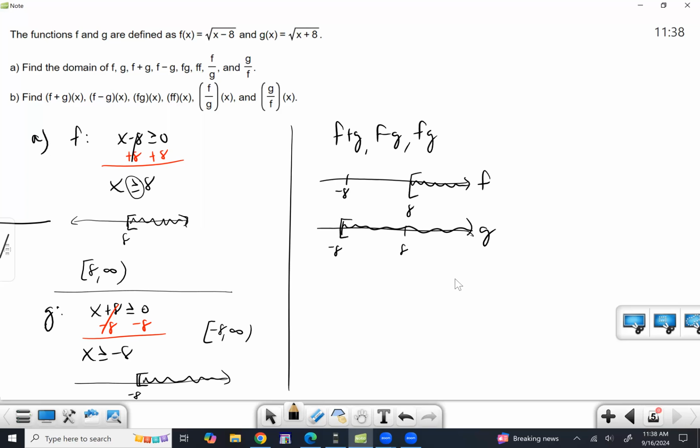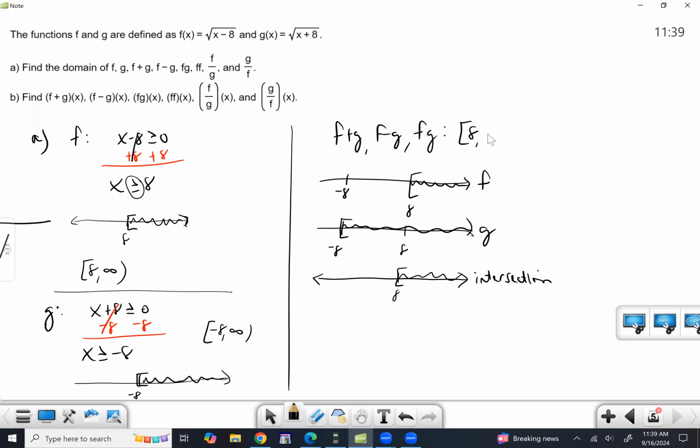The intersection means where we've been double shaded, right? So for both, in other words, you've shaded it on both f and g. Well, this region right here is not double shaded. It's only shaded on g. But this region right here is shaded on both. So we're going to say from 8 all the way to infinity is going to be our intersection, which is the answer for all of these up here.